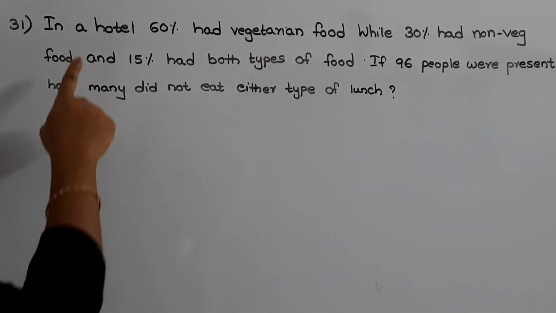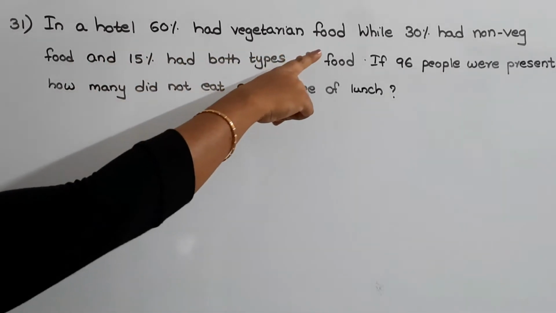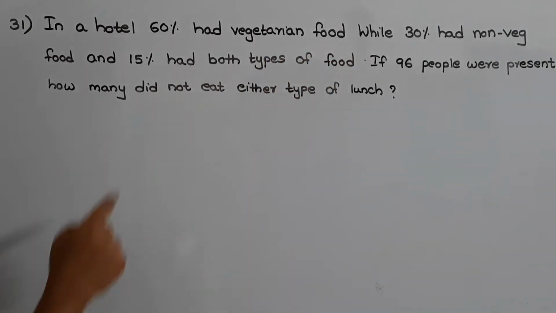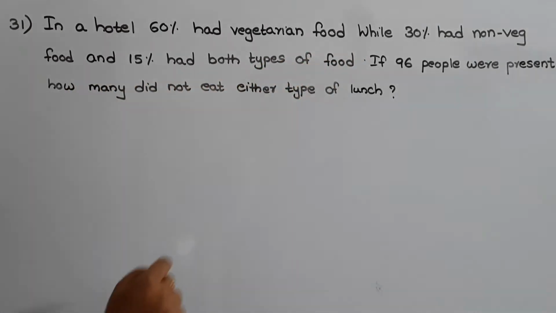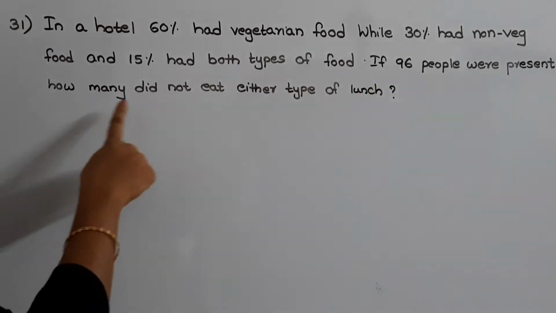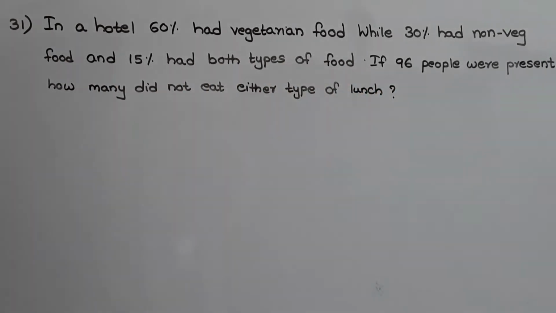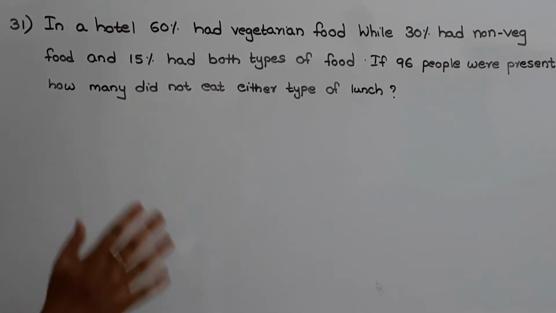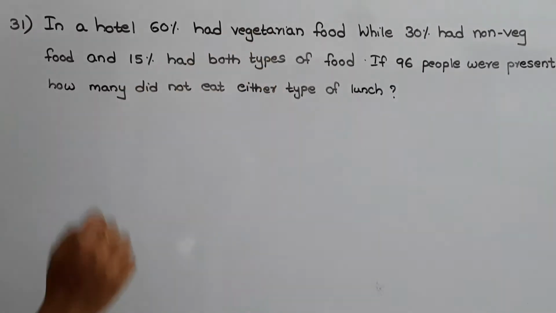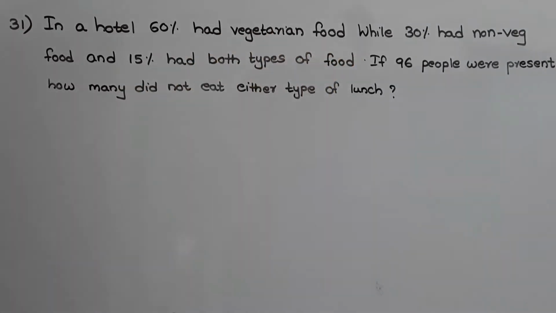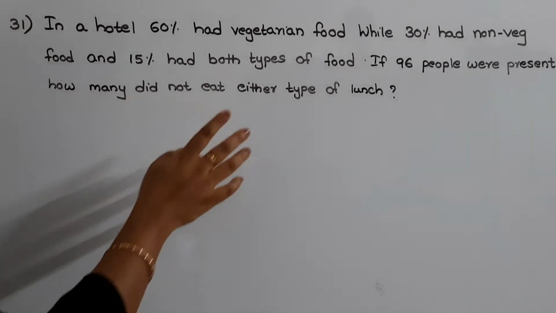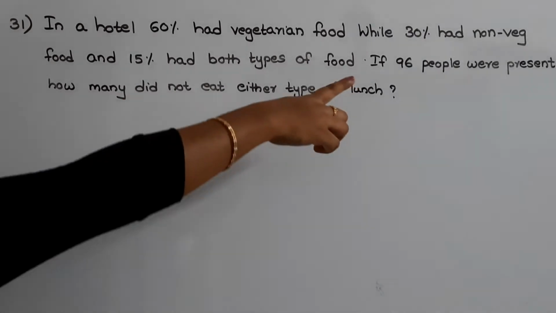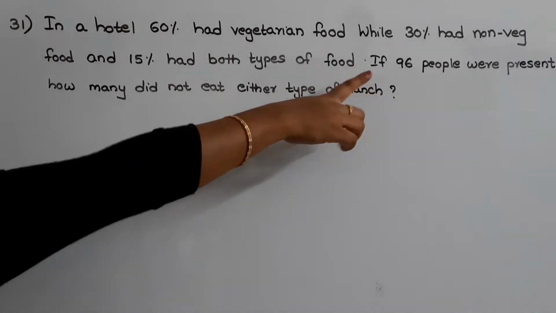The next question is, in a hotel 60% had vegetarian food while 30% had non-veg food and 15% had both types of food. If 96 people were present, how many did not eat either type of lunch? Okay. So in this question they are telling that in a hotel 60% of the total number of members present had vegetarian food, 30% had non-vegetarian food, and 15% had both types of food. We need to find out the total number of members who did not eat either type of lunch, where the total number of members present in the hotel is given as 96.